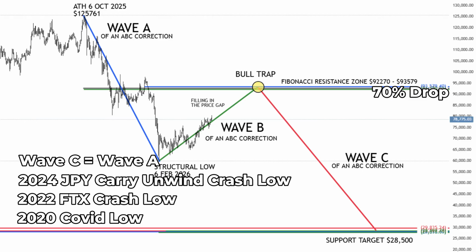We will be watching every step of this unfold. When the signals confirm that Wave B is complete and Wave C has begun, we will bring you that video immediately. Until then, stay on the right side of the market. Watch the rally unfold toward the mid-90K region. Take profits at the Fibonacci resistance zone between $92,279 and then watch very carefully for what comes next.